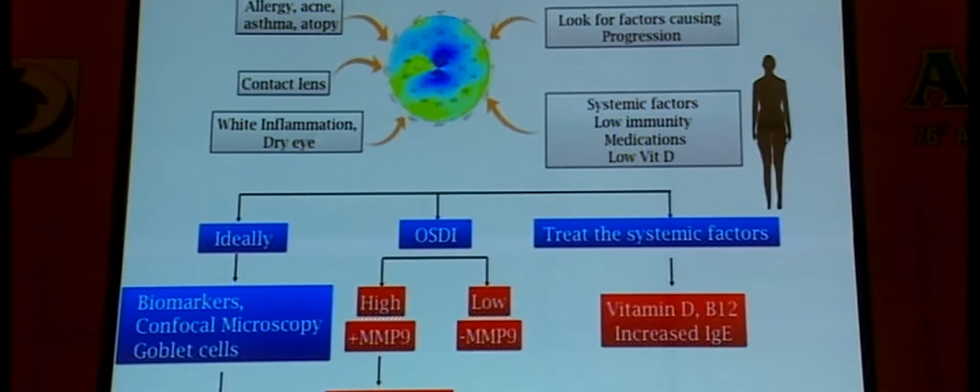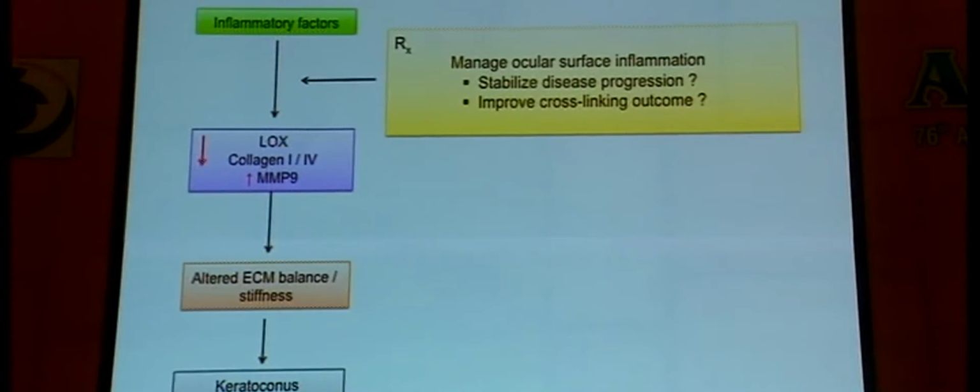Do you rub your eyes? Which side do you sleep on? There are patients who have unilateral keratoconus. They have high IgE, and they keep sleeping on one side, and that eye worsens because they may be allergic to bed bugs. They may be allergic to cotton. They may be allergic to factors which trigger it. So that is what we need to look at.